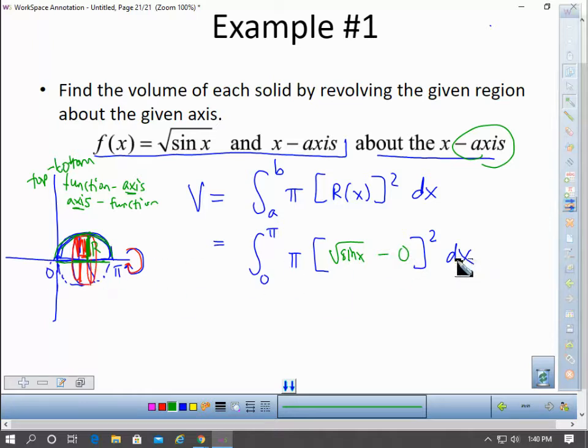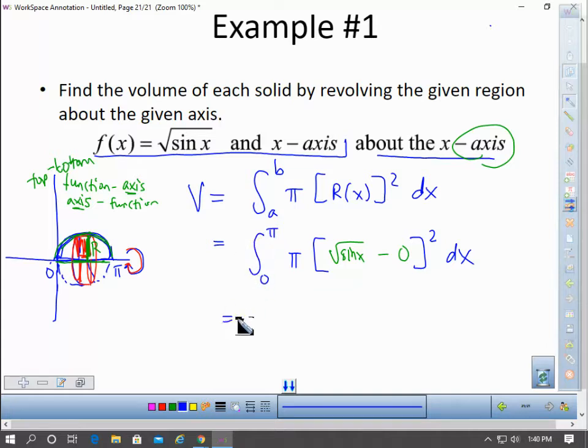which is 0. Now, that looks a little redundant to put minus 0, but you'll see in a minute why I want you to always think of that. The axis will be one of these things. It'll be either 0 minus the square root of sine, or square root of sine minus 0. It's always going to be one of those two things. The axis will always be in my radius r.